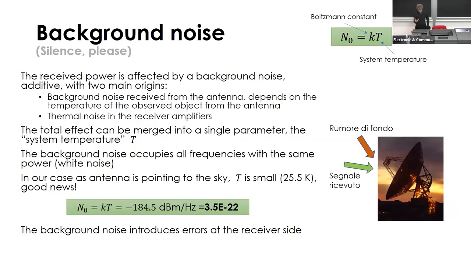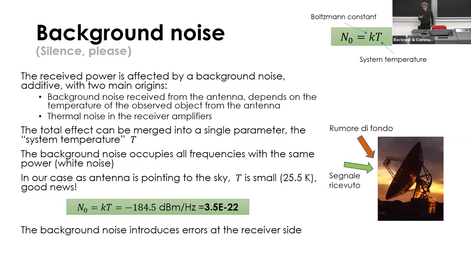Of course, everything depends on the background noise. Now you're not only receiving your signal from the antenna, but you're also receiving some so-called background noise. That is what the antenna is catching from the background, basically. There is a very simple equation that relates the background noise to the temperature of the object that you're looking at. You have to take the Boltzmann constant and multiply by the so-called system temperature.